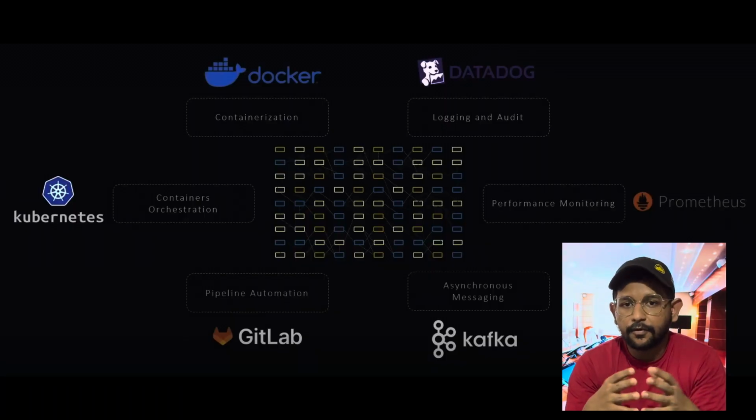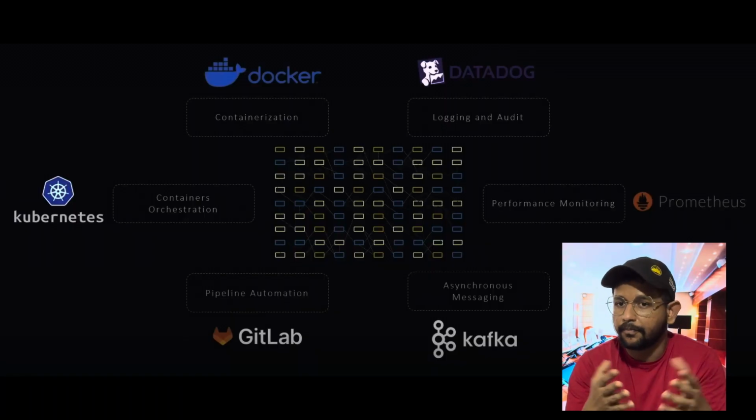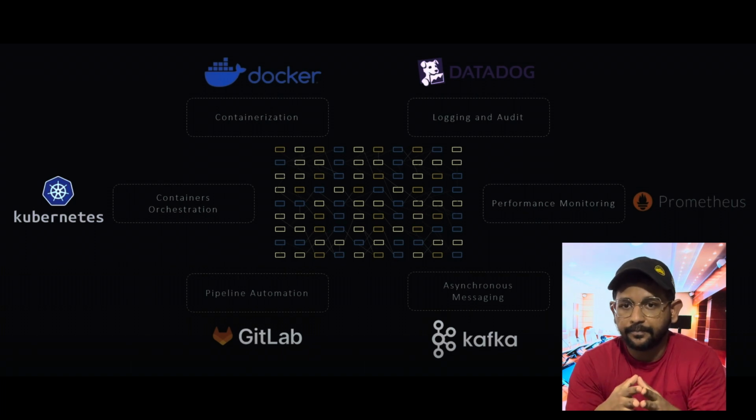You can use Kubernetes for container orchestration and GitLab for pipeline automation. To manage asynchronous messaging, we can use tools like Kafka. For performance monitoring and logging functions, we can use tools called Prometheus and Datadog respectively.